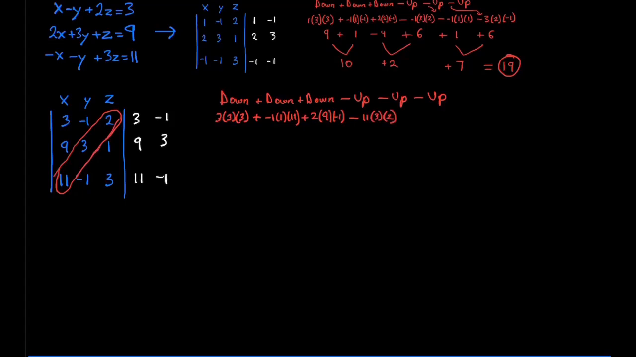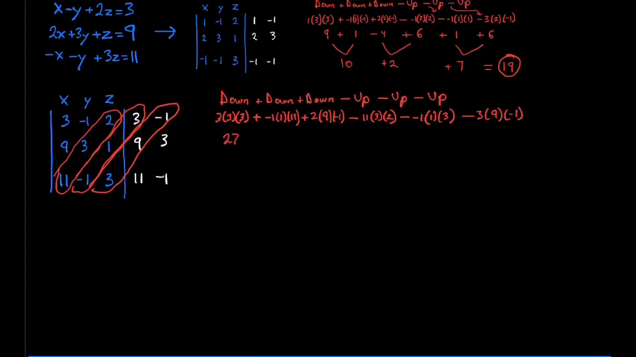Then the negative 1. This one is subtracting a negative 1, but I'll just write it like this. And then the last one, where you start with the 3. And then you simplify this.